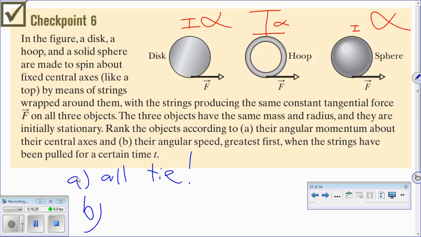Which one's going to gain the biggest angular speed, though? That's the sphere, right? So this one goes sphere. That's going to have the biggest angular speed, right? Because it's got the smallest inertia, therefore the biggest omega. Followed then by the disk and then by the hoop.